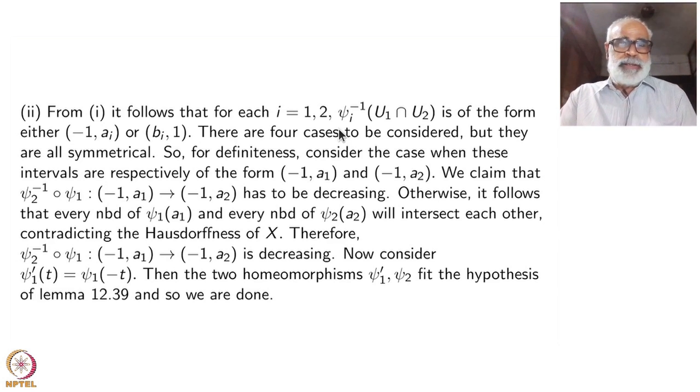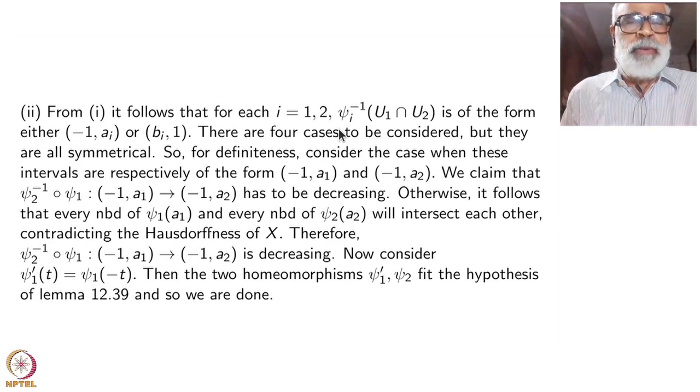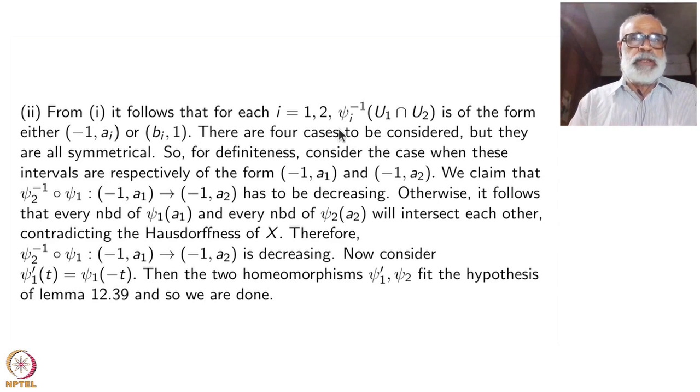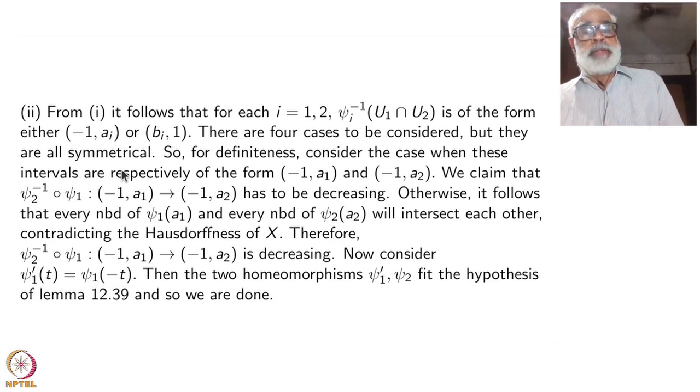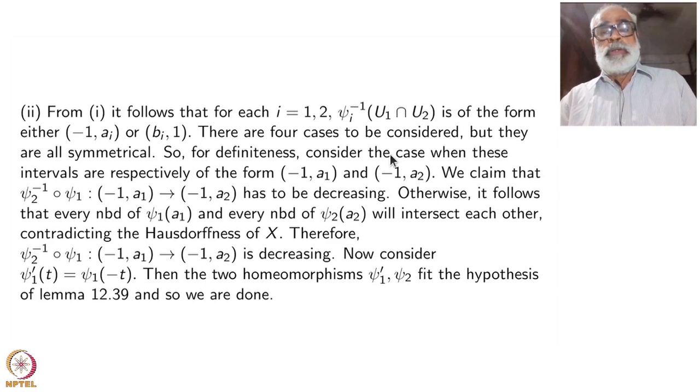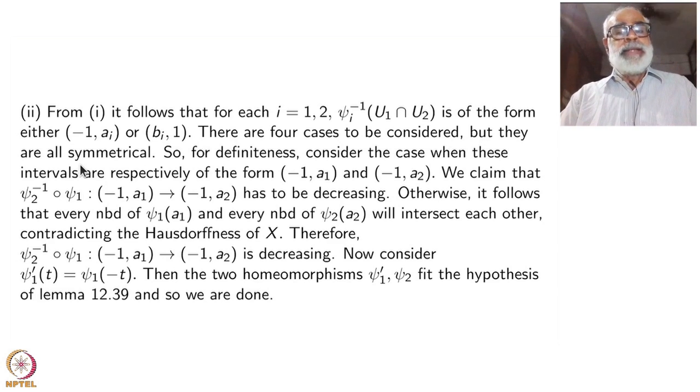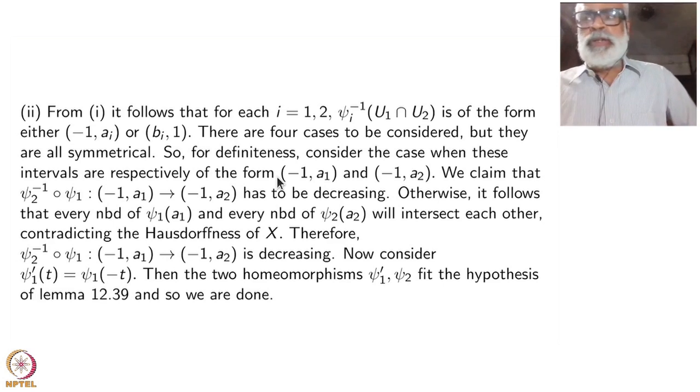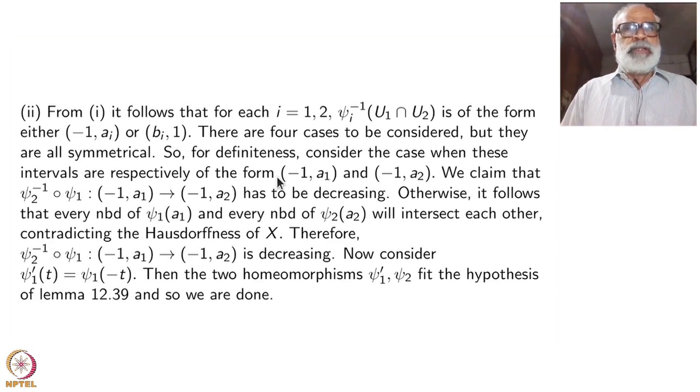Okay, the conclusion: once you have done it for psi 1, there is complete symmetry, 1 and 2 you can change, that's all. So here, minus 1 to a1 and b1 to 1, and in the other case, also minus 1 to a2 and b2 to 1. So these are four cases possible that you can take to be considered, but they are all symmetrical. So for definiteness, you just cover one of them. The argument will be the same in other cases.